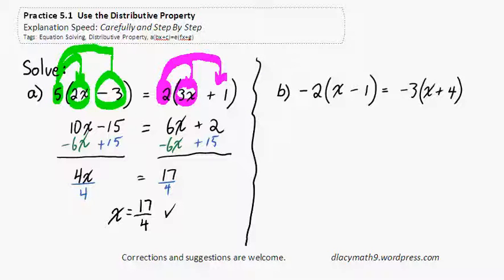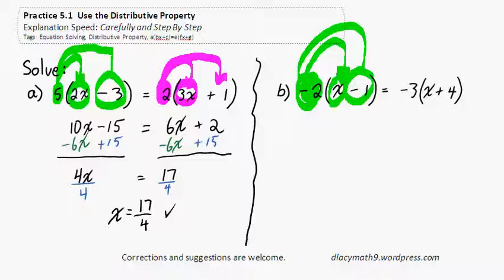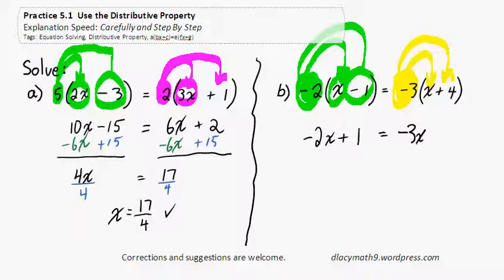Let's try another one. Negative 2 times positive x to be followed by negative 2 times negative 1. Well, negative 2 times x is negative 2x. Negative 2 times negative 1 is positive 1. Done. On the right, negative 3 times x to be followed by negative 3 times 4. We have negative 3 times x is negative 3x. Negative 3 times positive 4 is negative 12.